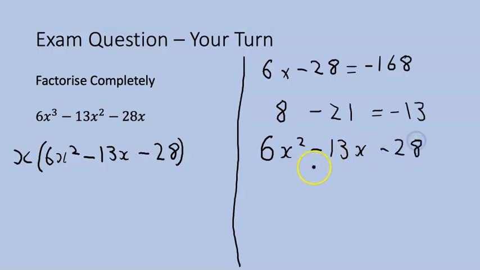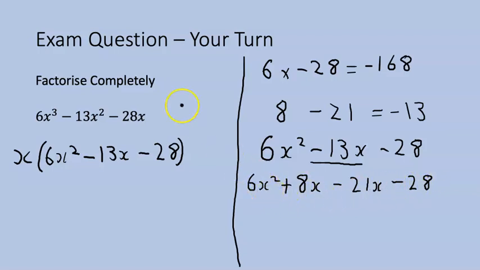And like we did last time, this minus 13 is going to get split into 8x and minus 21x. So I've got minus 28 and I've got 6x squared. So now that I've done this, I'm going to check 6x squared and 8x have got common factors. Minus 21x minus 28 does as well. So I'm going to highlight my first two terms like I did last time, and my last two terms.